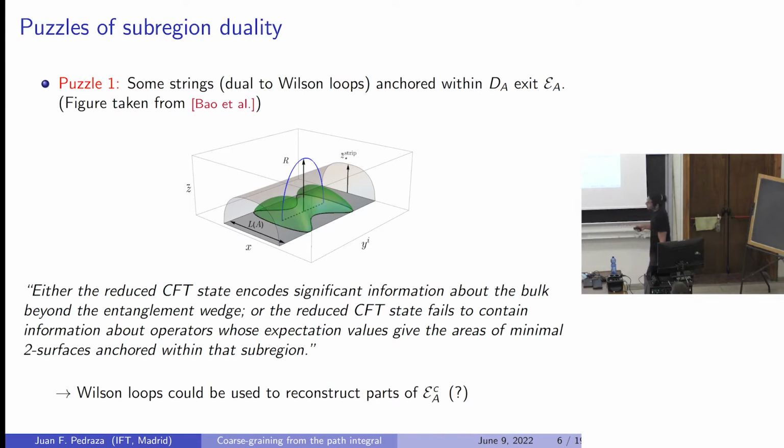This is surprising because if you take this analogy with black holes seriously, that means that there are certain observables that, at least classically, can probe the interior of a black hole, which is rather surprising. So this is the first puzzle.